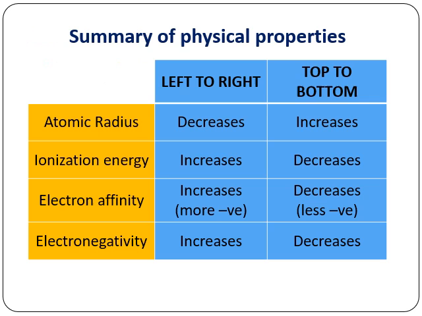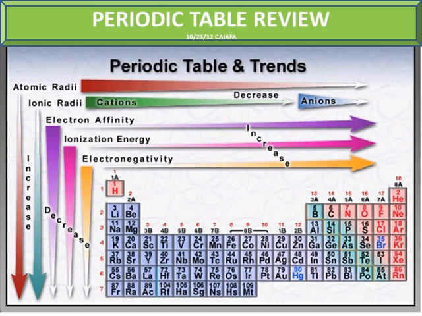So this is a summary of the physical properties. Atomic radius decreases from left to right, but increases from top to bottom. Just atomic radius will increase going down; just remember that the rest will decrease. Atomic radius from left to right will decrease, but the rest will increase. So this is how you're going to remember this.